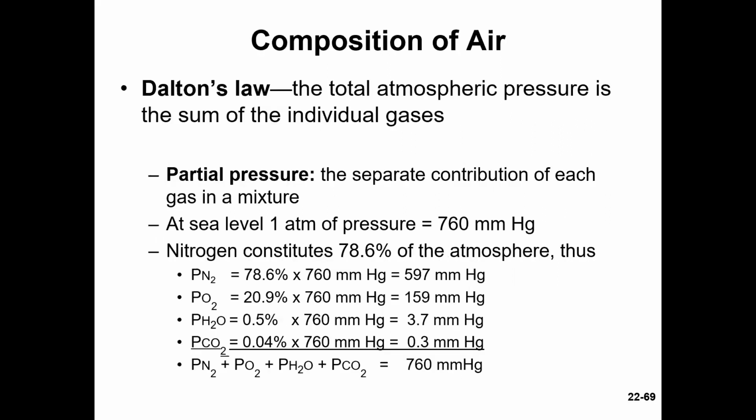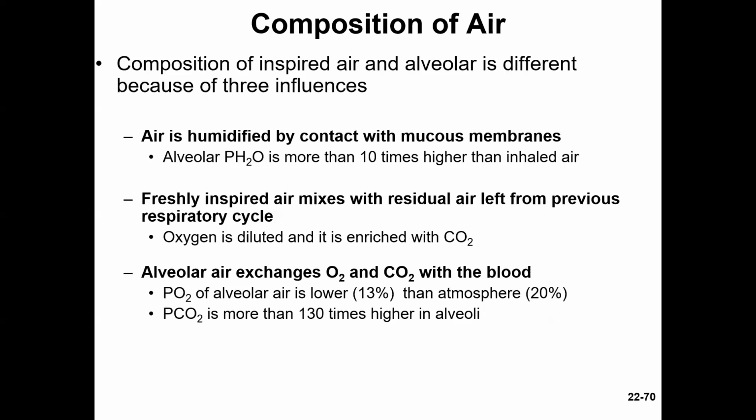Okay, so let's get into the composition of air. Dalton's law, the total atmospheric pressure is the sum of the individual gases. So partial pressure is the separate contribution of each gas in a mixture. At sea level, 1 atmospheric pressure equals 760 millimeters of mercury. Nitrogen constitutes 78.6% of the atmosphere. Thus, the partial pressure of nitrogen is 597 of that 760. The partial pressure of oxygen is only 159. Isn't that interesting? Then we have water and CO2 in it as well.